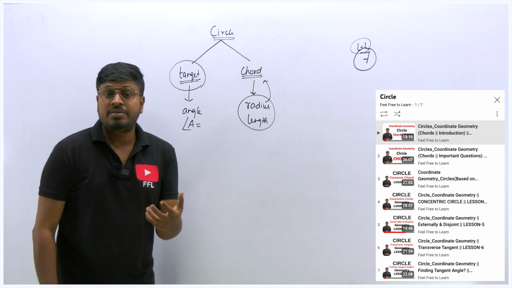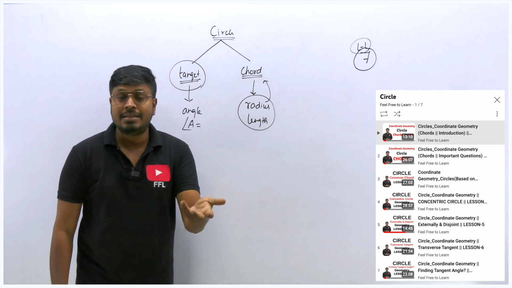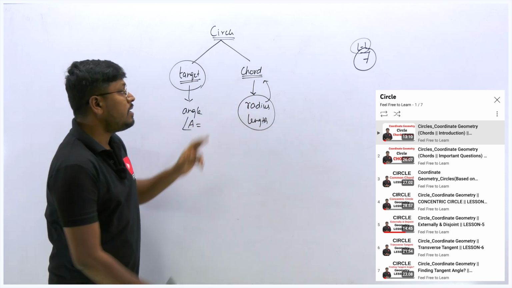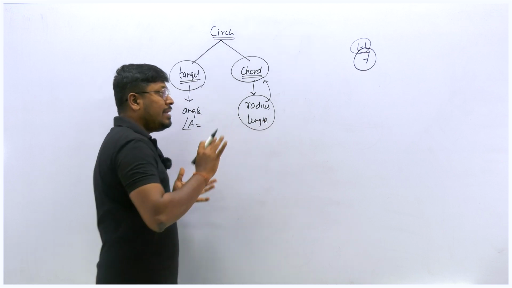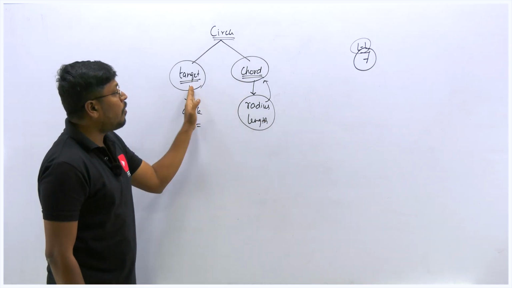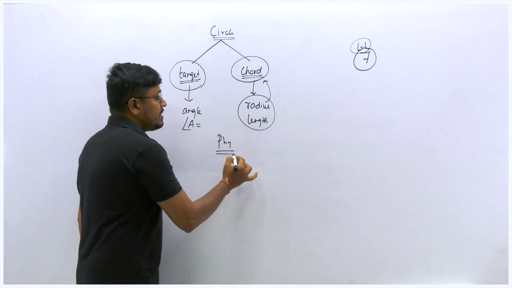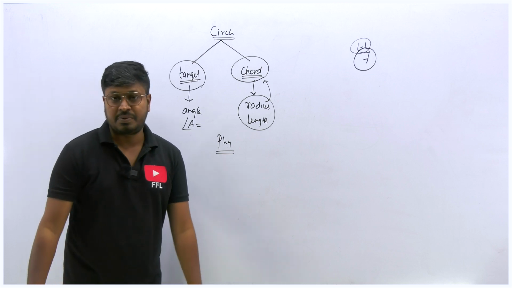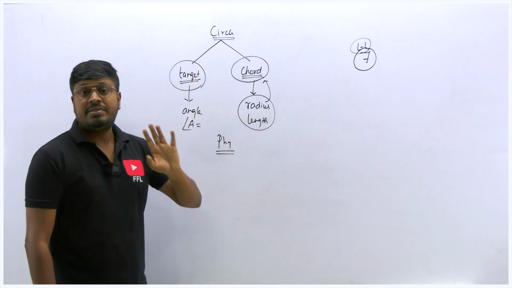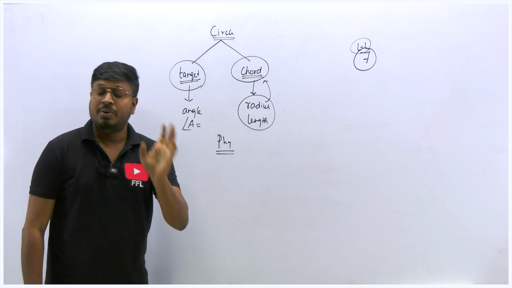If a question is based on a chord, they will ask you to find the radius, find the diameter, find the largest chord, or find the length of the chord. These kinds of questions are category number 2. So only these 2 concepts are there in the topic circle, right? And in both cases we apply only one formula, which is called the Pythagoras theorem. So C square equals A square plus B square. Only one formula we use here to solve a circle-based question. Whether it is a tangent or a chord, we always apply the Pythagoras theorem.